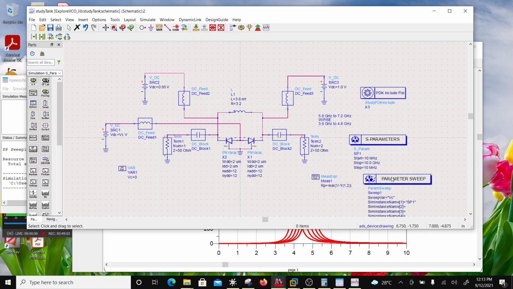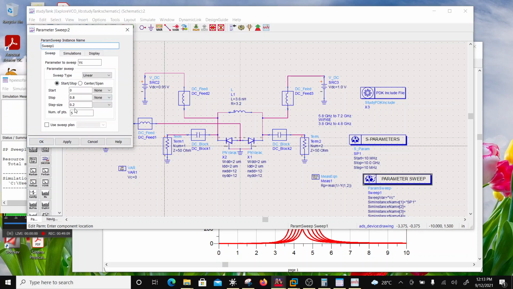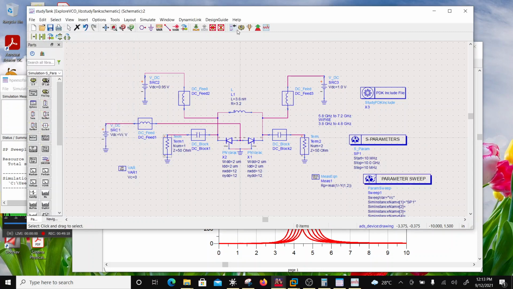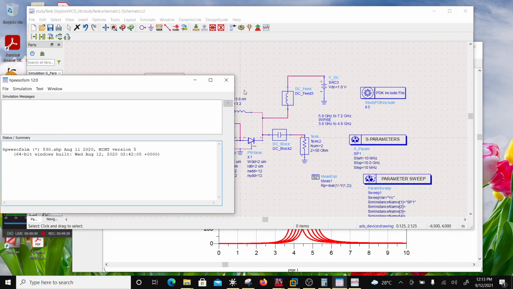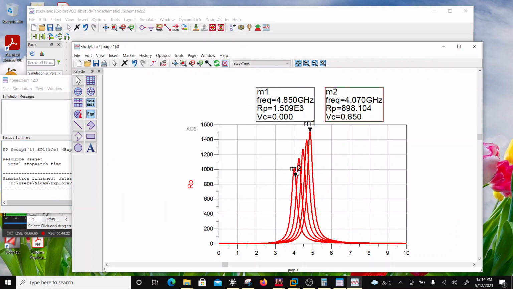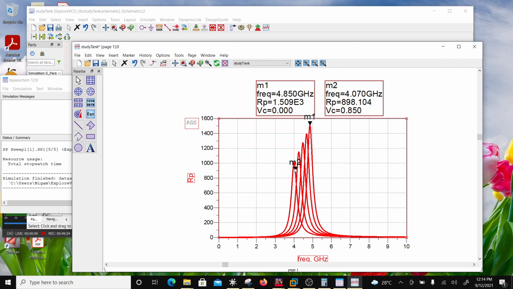So I can sweep to up to 0.9, but then it will become lossy. So here I will go up to 0.9. This is risky because you are forward biasing the diode. Okay, so this is now 4.1.